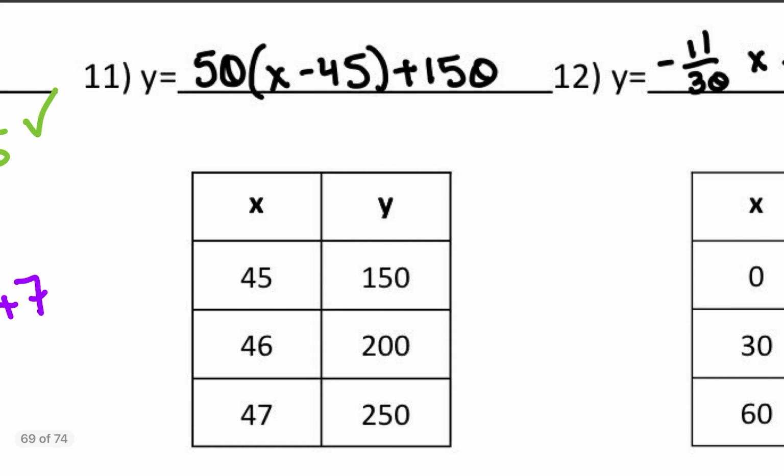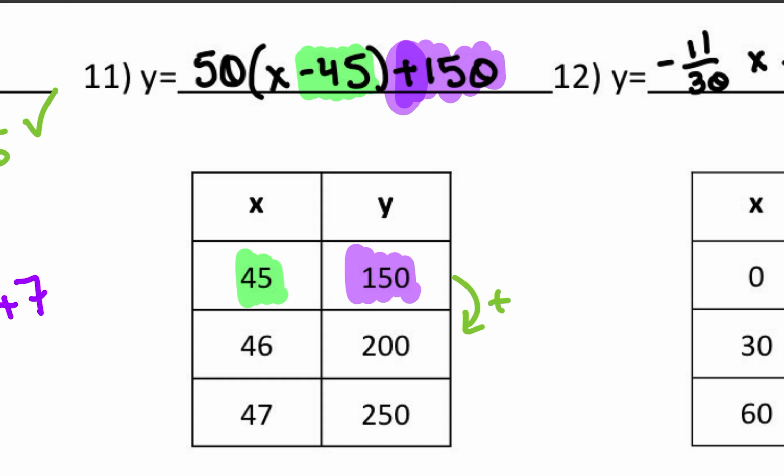Number 11, 45 is a liar when we put it into the equation. 150 is not, but remember to write your plus 50, that's important. As we go down our table, we are adding by 50 on the y side, so that's why we have a 50. On the x side, we're adding by 1s, so if you write it as 50 over 1, that's a good answer.